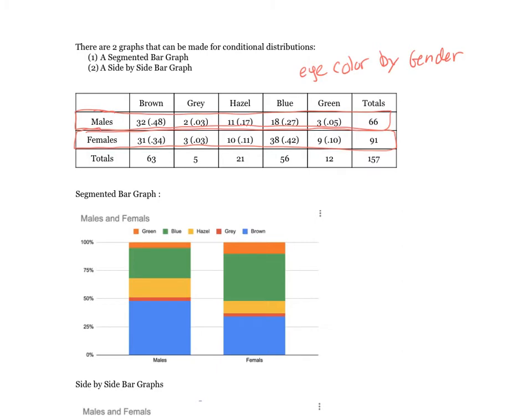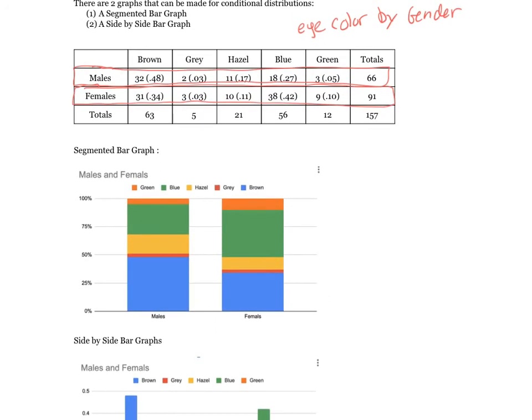So in a segmented bar graph, what we do is we make a bar for the males and a bar for the females. You can see here, there's one already made. We scale the y-axis from 0 to 100%, because if you notice, if you add up all the percentages for the males, they add up to 100%, and if you add up all the percentages for the females, they add up to 100%. And then we make a bar that goes to the top, and we divide it up amongst the eye colors. And you'll always want to have a key when you do this.